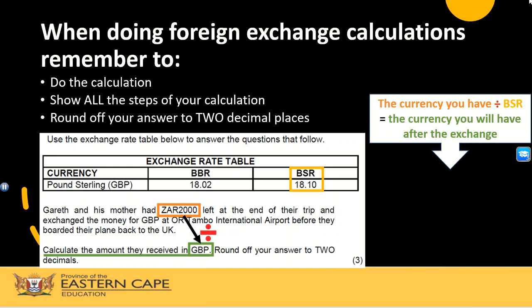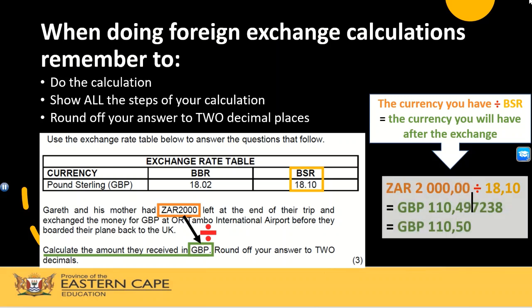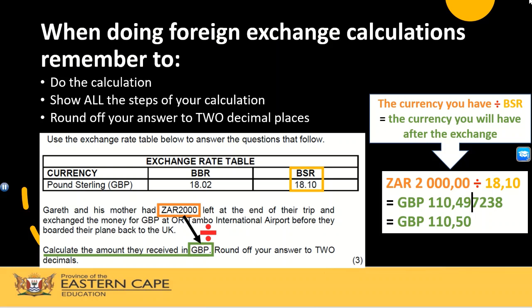So the currency that you have, which is the 2,000 rand, must be divided by the bank selling rate, in this case 18.10, which will then give us the currency that we will have after the exchange. So if you take a look at the screen at the moment, you will see 2,000 South African rand divided by 18.10 will give you 110.497238 Great British pound.